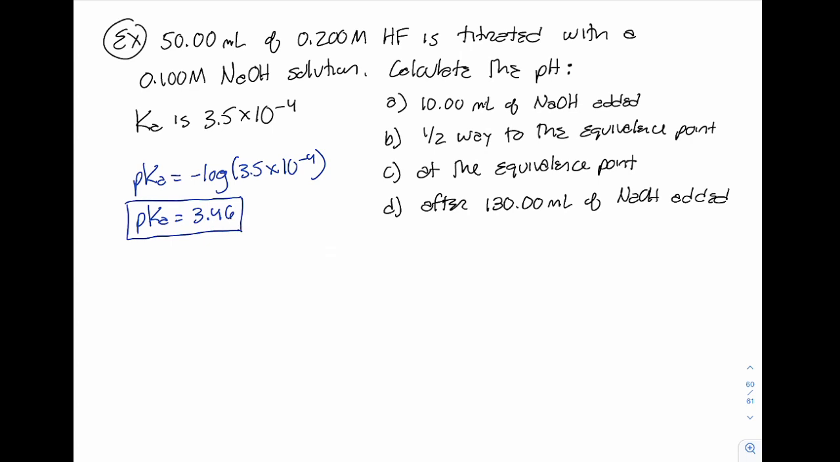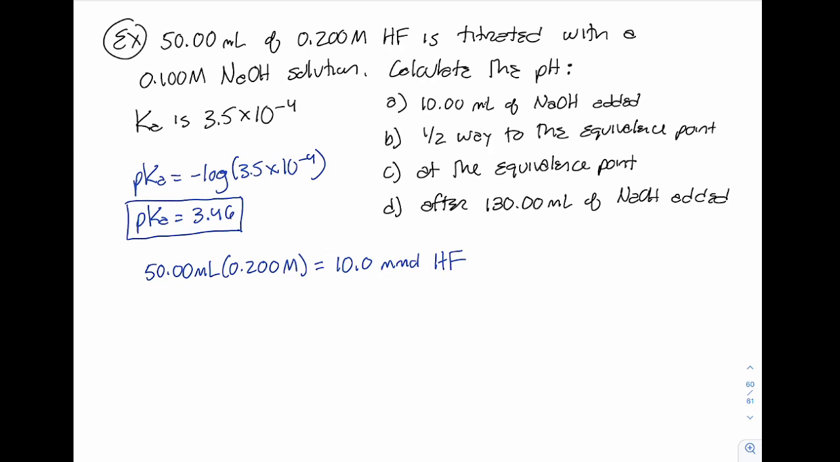I'm also going to calculate the volume that I need to get to the equivalence point. I know that we're going to need that number, so I'm just going to do that right away so I have it when we get there. So we're going to calculate the number of millimoles of acid that we have. I have 50 milliliters, and I have a 0.200 millimole per milliliter solution. So when I multiply those, milliliters are going to cancel, and I'm going to end up with 10.0 millimoles of hydrofluoric acid.